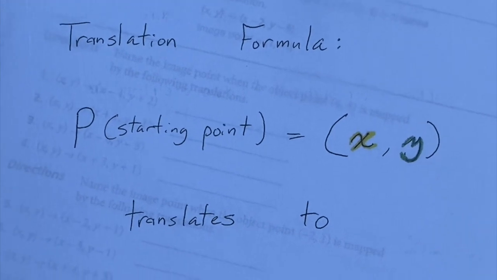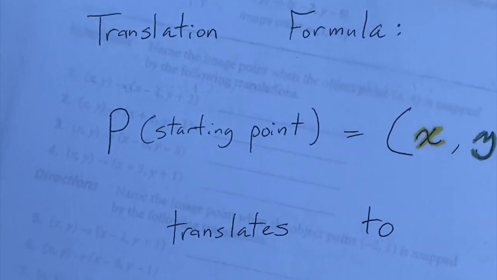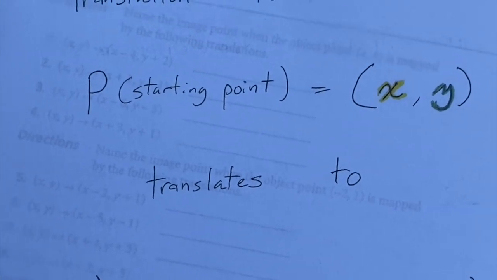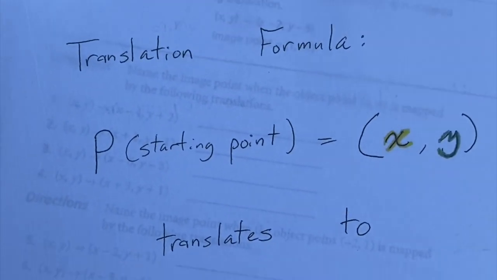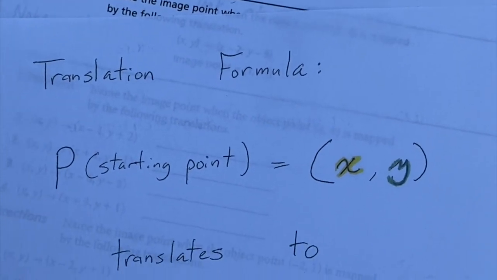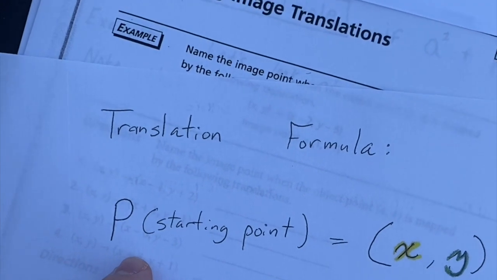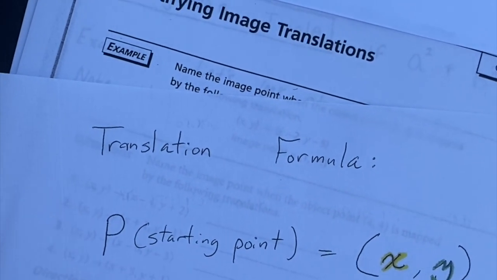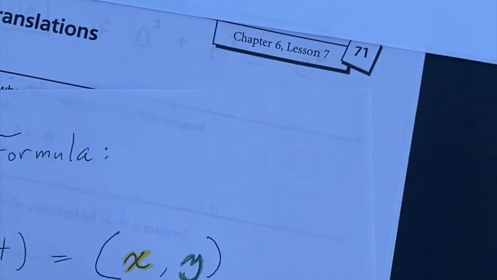All right. So yes, you can write this out on a coordinate grid, for instance, and then just write it out. However, there is a translation formula you guys can follow, and this is available to you in your notes. So your starting point, which is illustrated in this formula as P, is going to be X and Y.